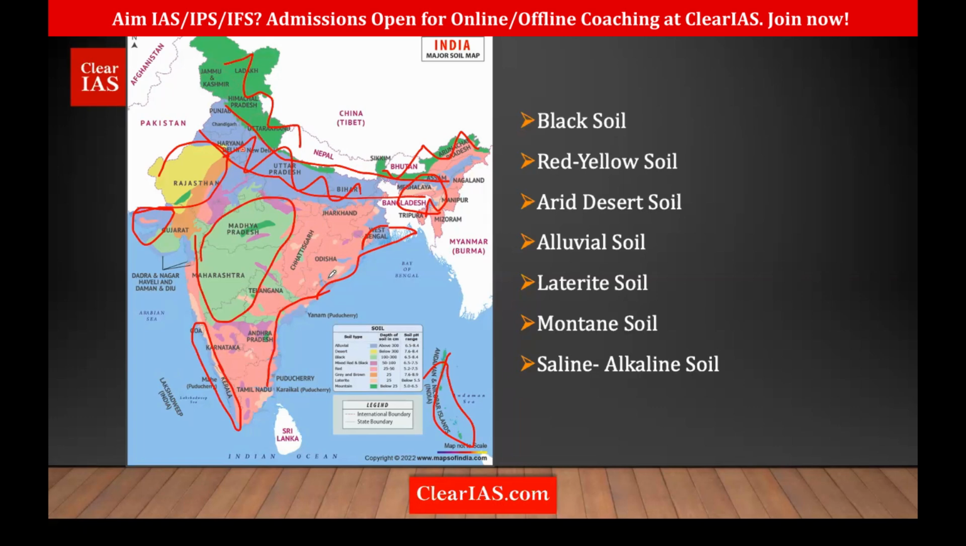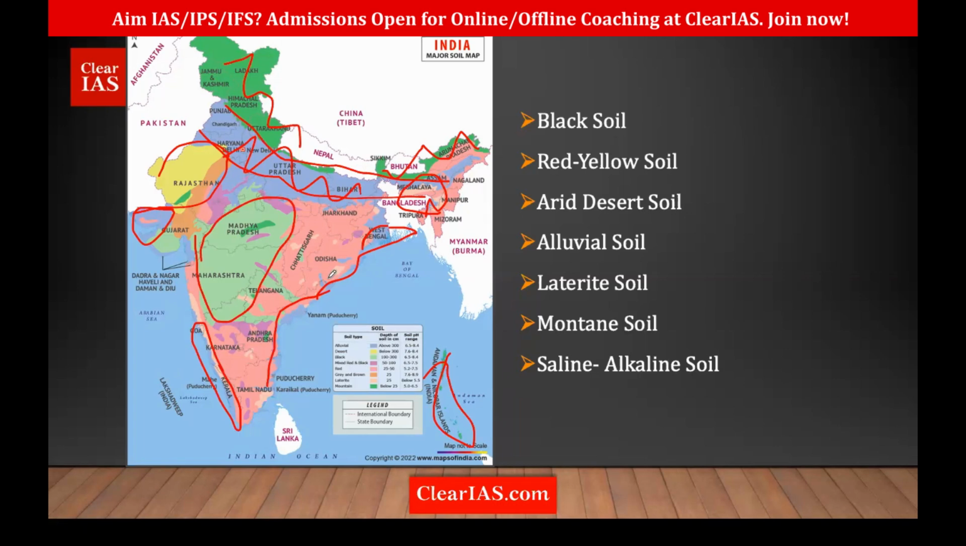So whenever there's a question regarding soil in mains, you must draw this figure. Okay, and you must mark all the regions with the types of soil. And from a prelims perspective, you must know the location of each soil and the corresponding crops which can be cultivated, or the agriculture region, or the regions where there are high mineral resources. So that is the soils of India.